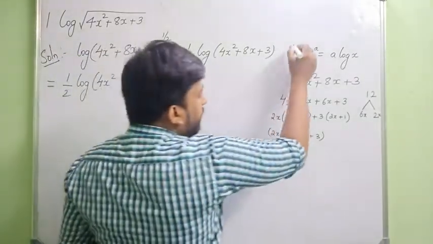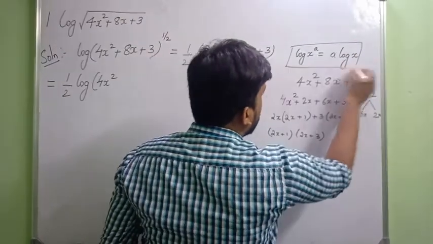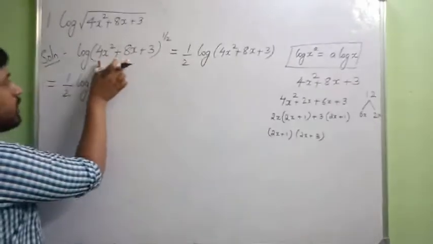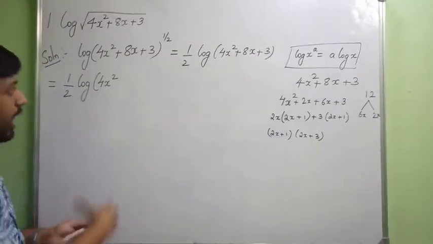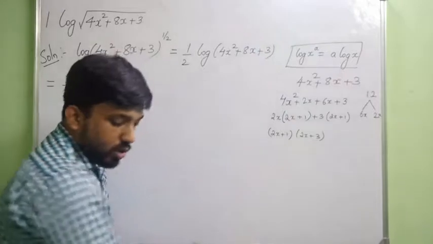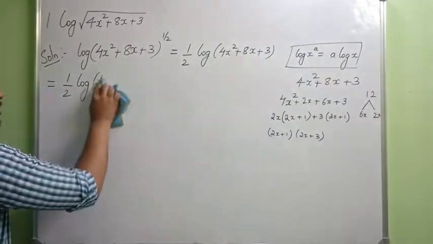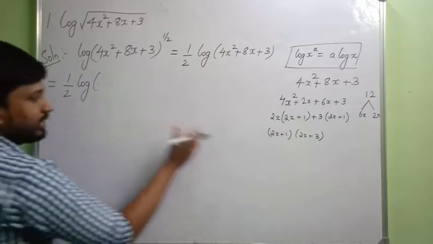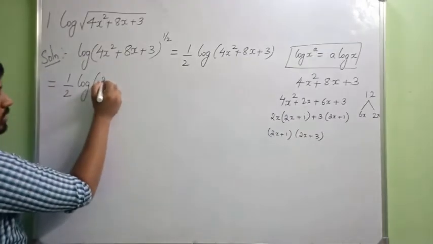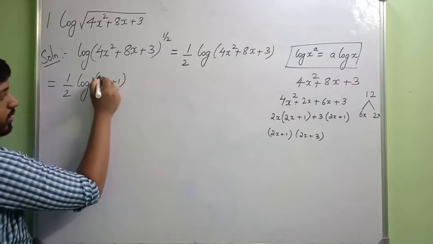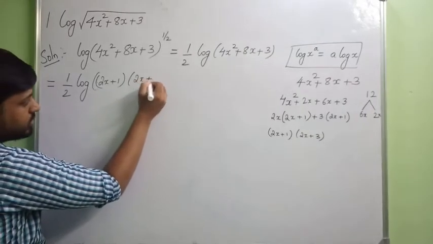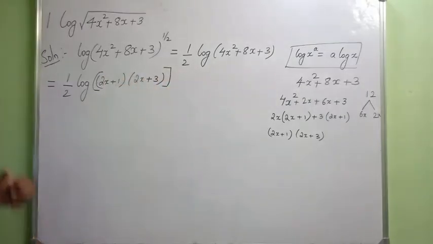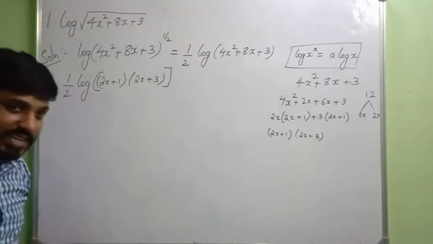So this rule we have used here. First I have used this rule, and now whatever the quadratic expression I have, I am factorizing it. Now it is with different factors. Now instead of writing 4x² + 8x + 3, directly I am going to write the factors, that is (2x + 1) into (2x + 3). Okay, I hope you are understanding.